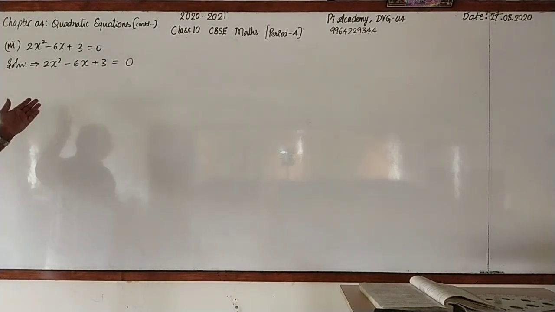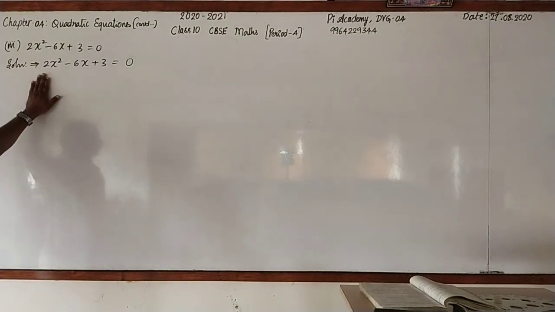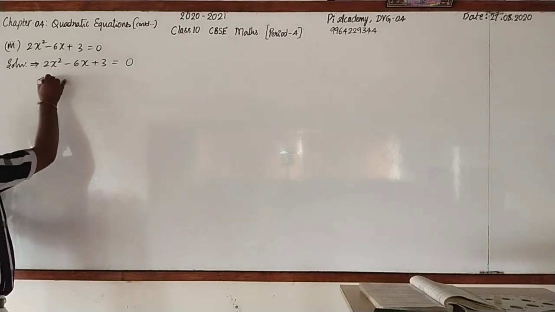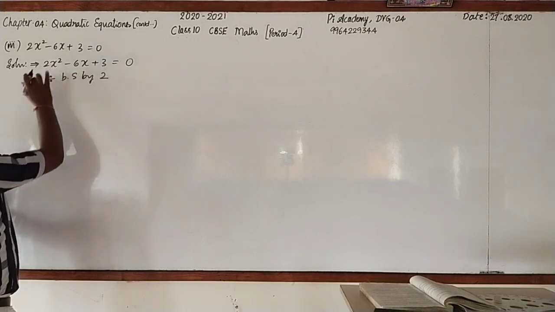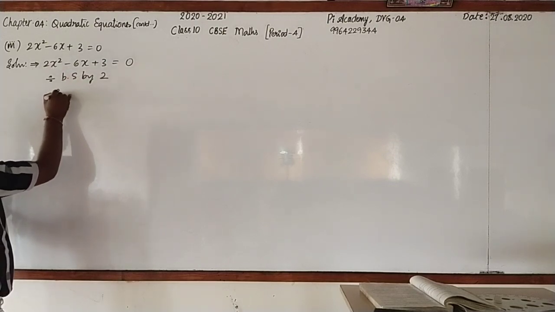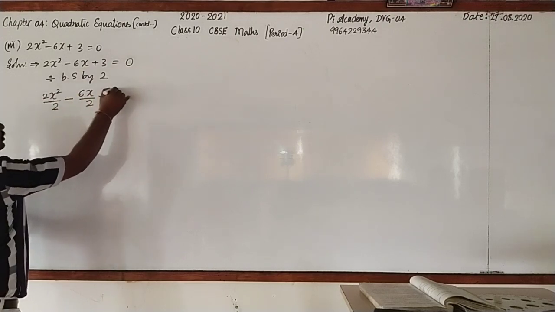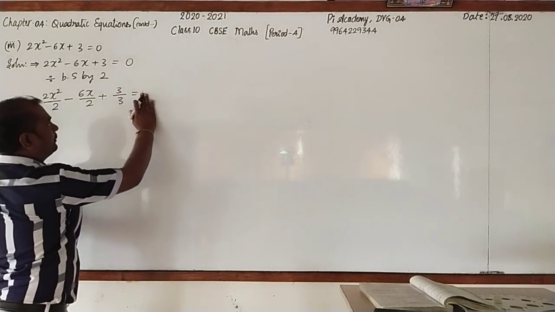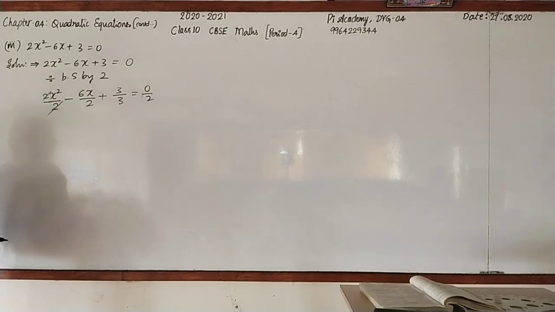Now what should be done? We have to divide both sides by 2. Why? The coefficient of x² is 2, which is not a perfect square. That's why we divide both sides by 2. Then you will get 2x²/2 minus 6x/2 plus 3/2 equal to 0/2. Here 2 and 2 get cancelled.